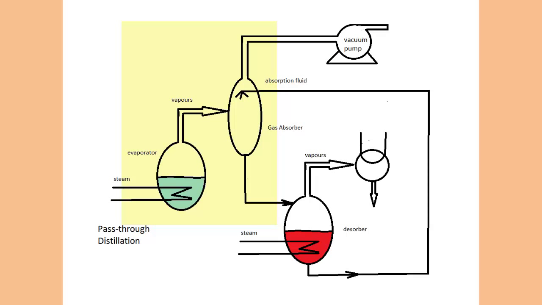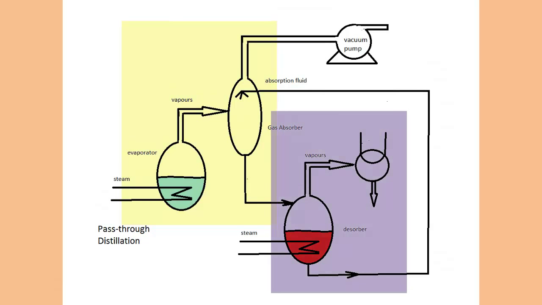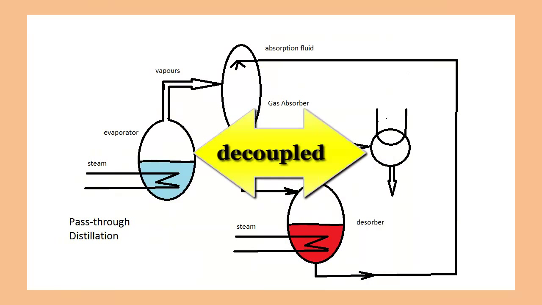The vapors entering the absorber are not condensed but absorbed, while air and other non-absorbable components are carried through the vacuum pump. The desorber may operate at much higher temperature and pressure. It might operate as an atmospheric still, with its condenser cooled by ordinary plant cooling water. So pass-through distillation by decoupling evaporator and condenser makes possible economic low-temperature distillation.